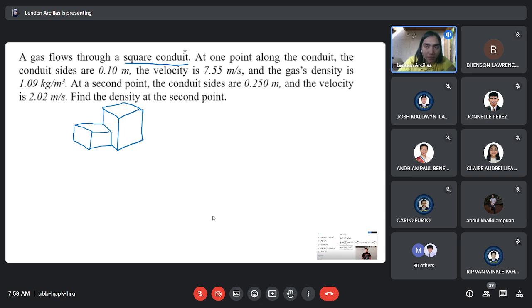So at first point, this point here, pag napasok yung gas. Okay? Since we're talking about gas, the formula for the continuous flow will be mass flow rate 1 equal to the mass flow rate 2. Bakit nga? Because mass is affected, or the gas is affected by its density. So when you compress a gas, the density will change. So we use mass flow rate for gas and volume flow rate for liquid.